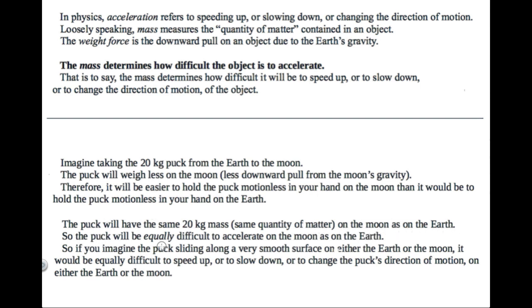So the puck will be equally difficult to accelerate on the moon as on the Earth. So if you imagine the puck sliding along a very smooth surface on either the Earth or the moon, it would be equally difficult to speed it up or to slow it down or to change its direction of motion, either on the Earth or on the moon. Again, I hope that this example helps you to see that mass really is a different concept than weight.